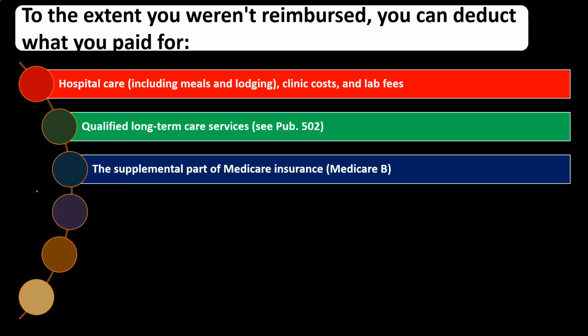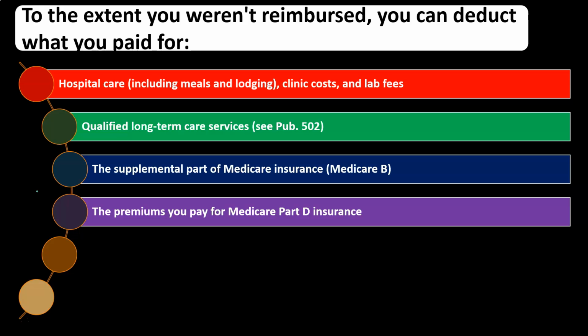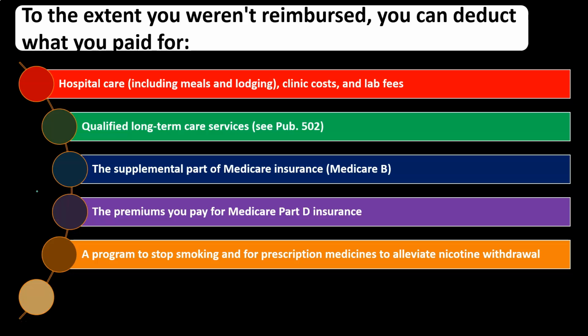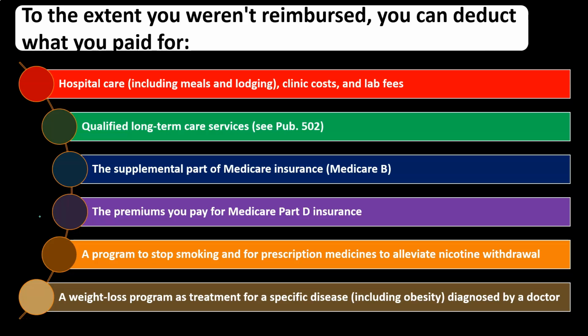The supplemental part of medical insurance, Medicare B. The premiums you paid for Medicare Part D insurance, a program to stop smoking, and the prescription medications to alleviate nicotine withdrawal. And again, that's another one where you might have had a question. Well, if I get the medication to alleviate a craving, is that a medical thing, or is that like a drug that you should be deducting? So these are types of things that you could do some research on, or may need to as they go forward.